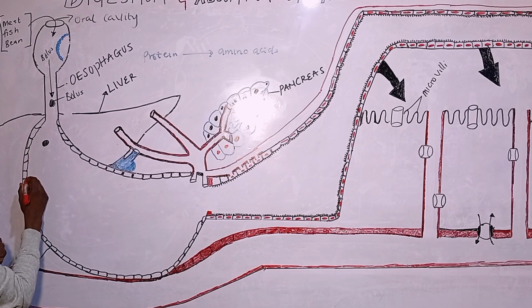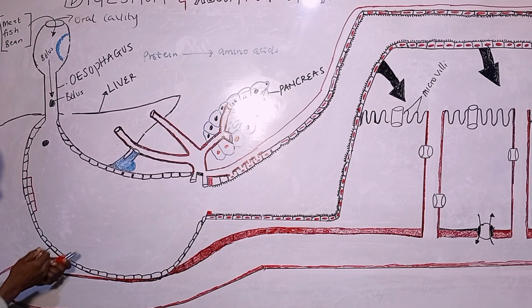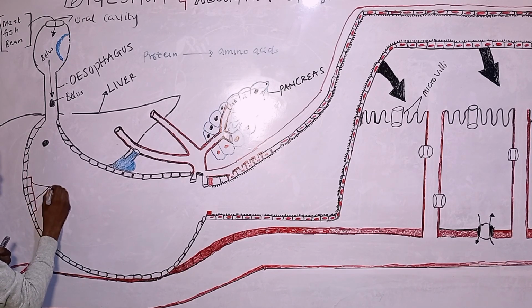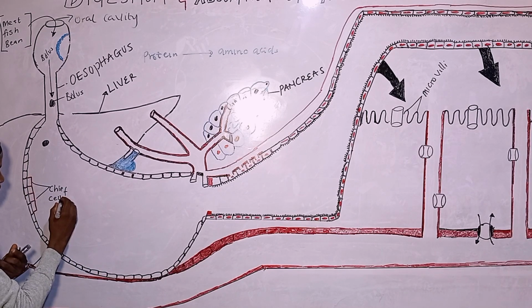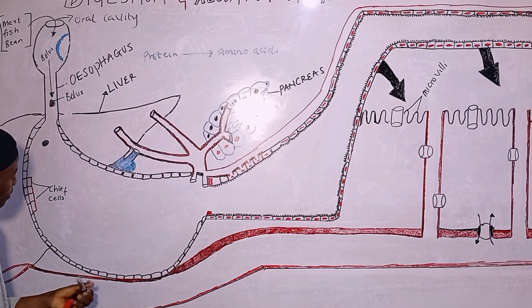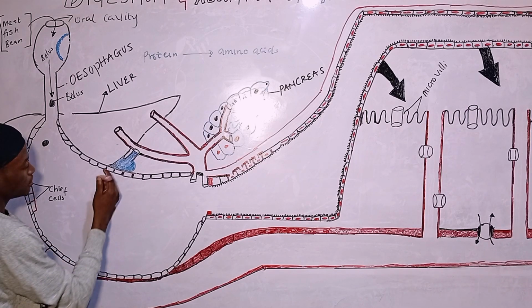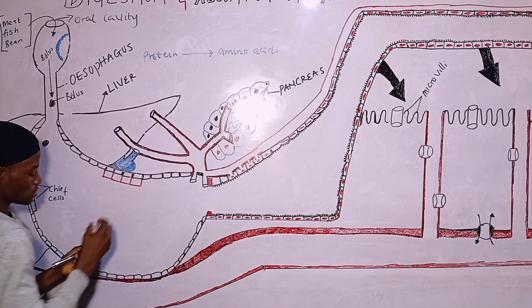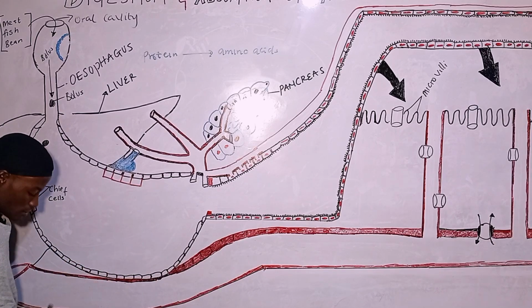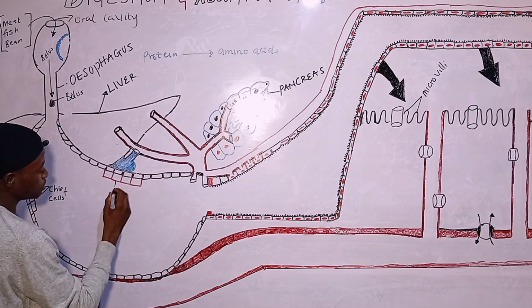Now let's say I have some cells here. Let's say these are cells, and in this case I'm going to call them the chief cells of the stomach. These are the chief cells of the stomach. Then let's say I have another cell here, still in the wall of the stomach. I'm going to call these ones the parietal cells.